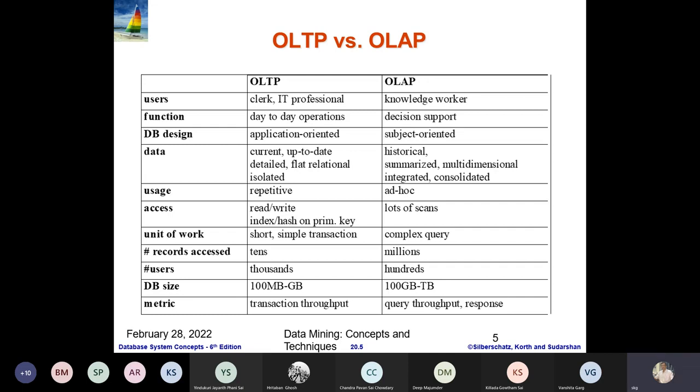Access-wise, OLTP is read-write, as you have seen. There will also be index hashing on primary keys and things like that. Whereas OLAP is not primarily meant for updating the data. It is more of scanning the data for different types of decision making, right? As we are telling, it may be rule based, predictive, association, or clustering, how the data clusters and things like that.